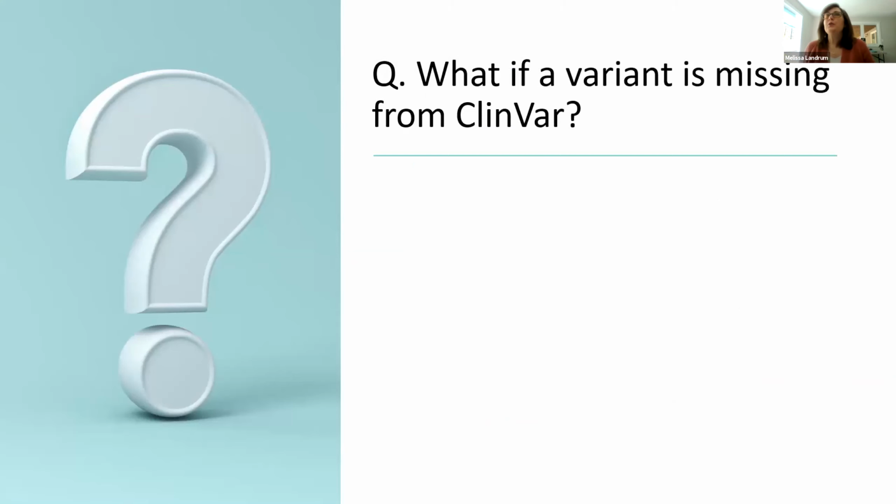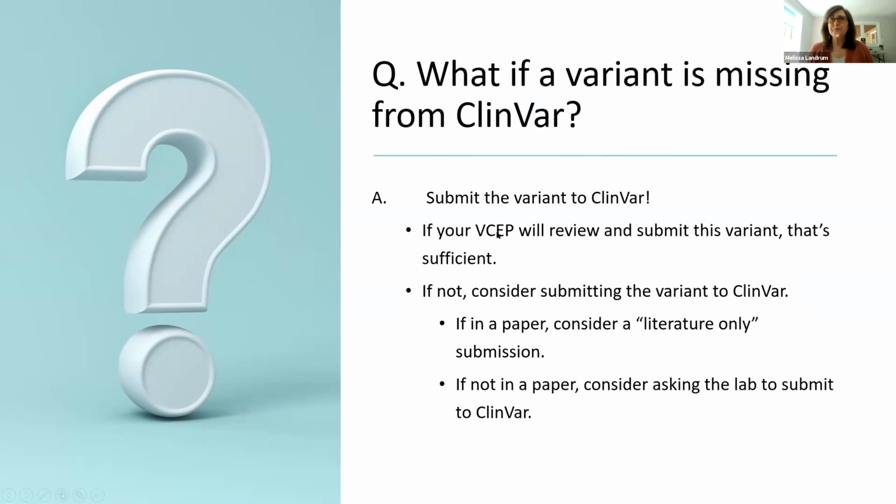So I had a few questions that Jenny gave me that she knew you guys were interested in. So before I pass it over to Jenny, we open up the questions from this group. I can address a few of them right off the bat. So as you're doing your curation, you might find that a variant is missing from ClinVar. So what should you do about that?